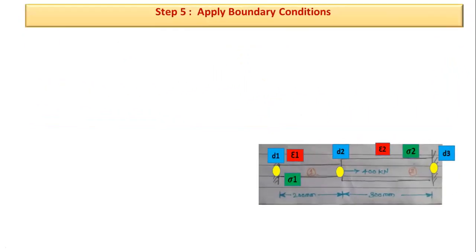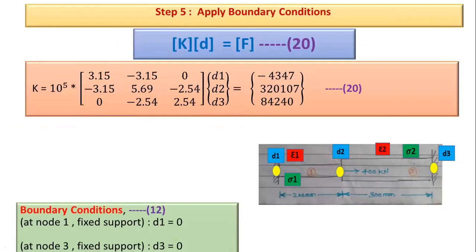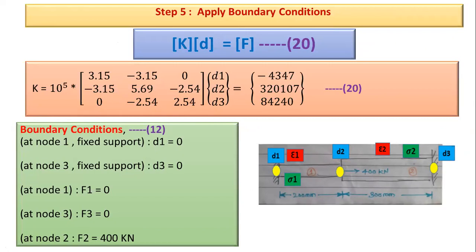Then application of boundary condition. So there are two boundary condition. Node 1 and node 2 or node 3 is fixed support. That's why displacement equal to 0. D1 and D3 equal to 0. Okay, in terms of displacement.